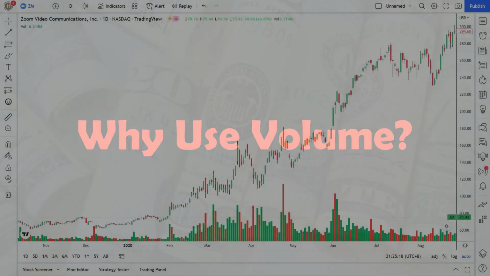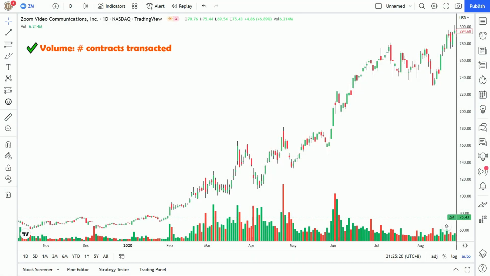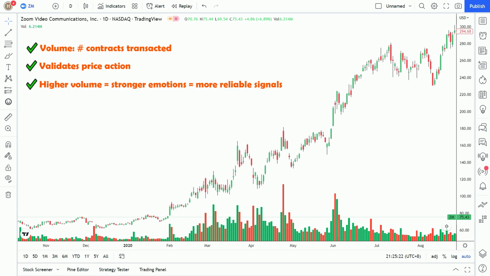For exchange-traded assets, volume refers to the number of contracts transacted over that period. It's usually plotted below prices, and gives a good indication of the level of market participation. Volume validates price action. When accompanied with high volume, price moves are more likely to be a true reflection of market sentiment, not a result of random noise. Prices reflect what traders think, while volume reveals the strength of their emotions.